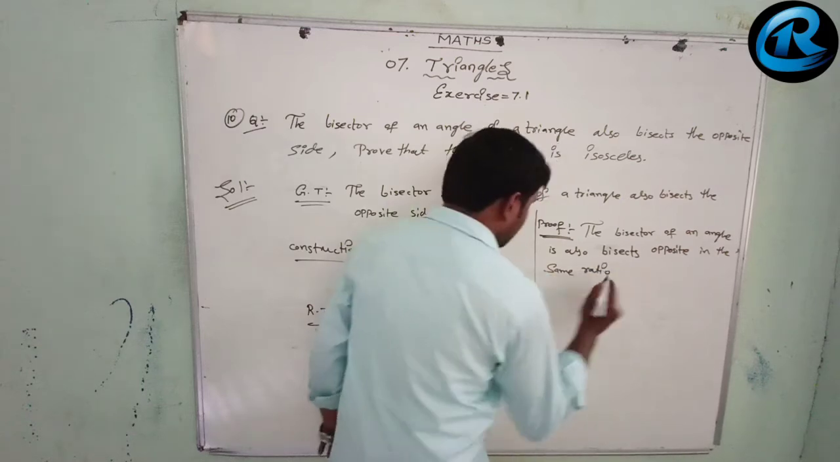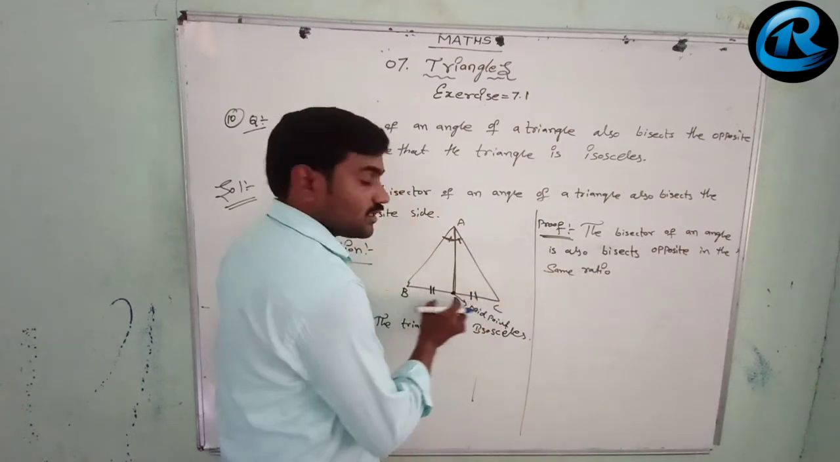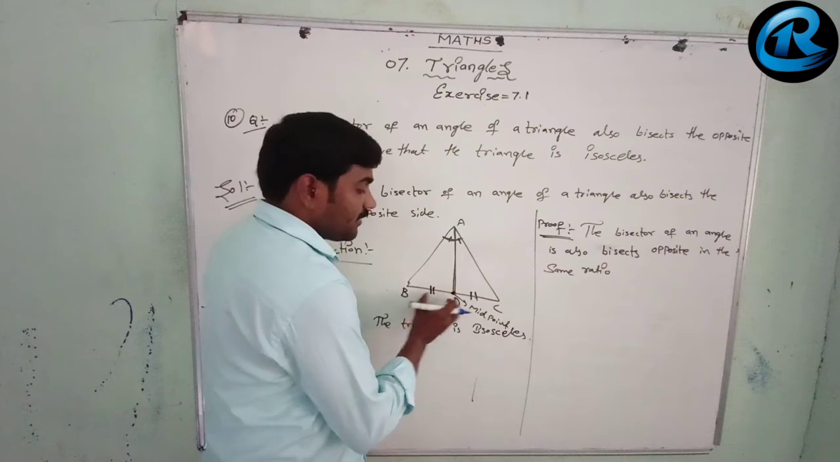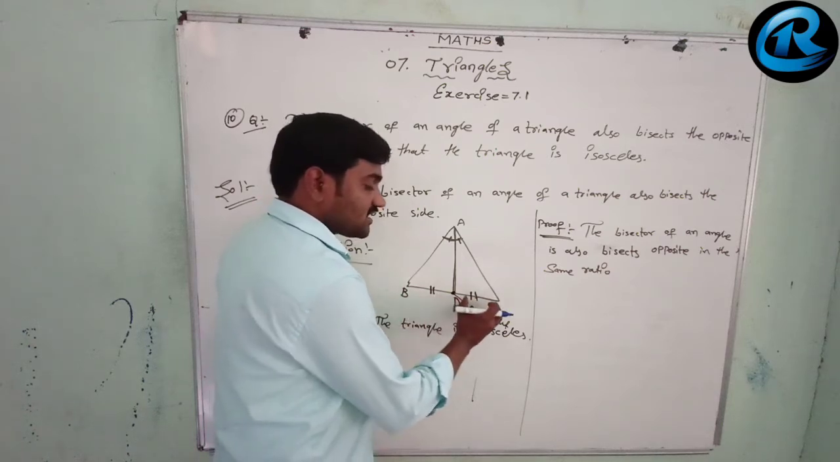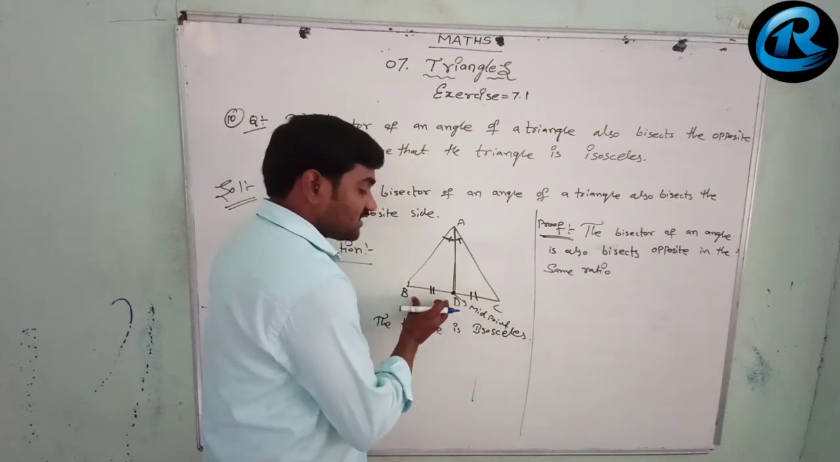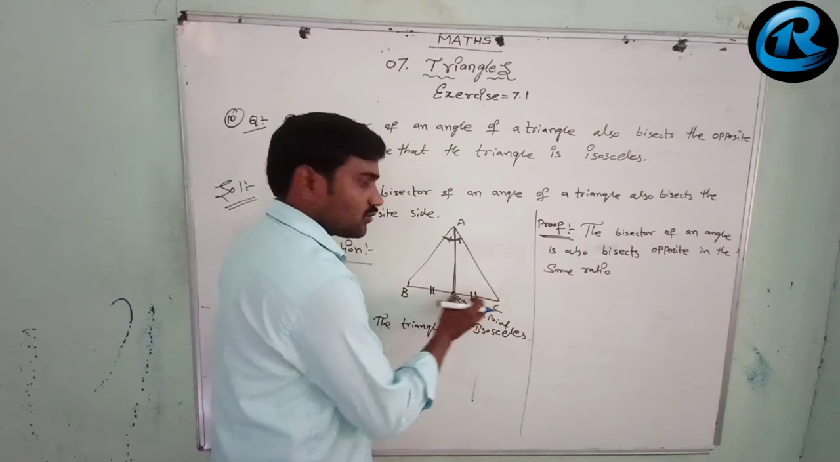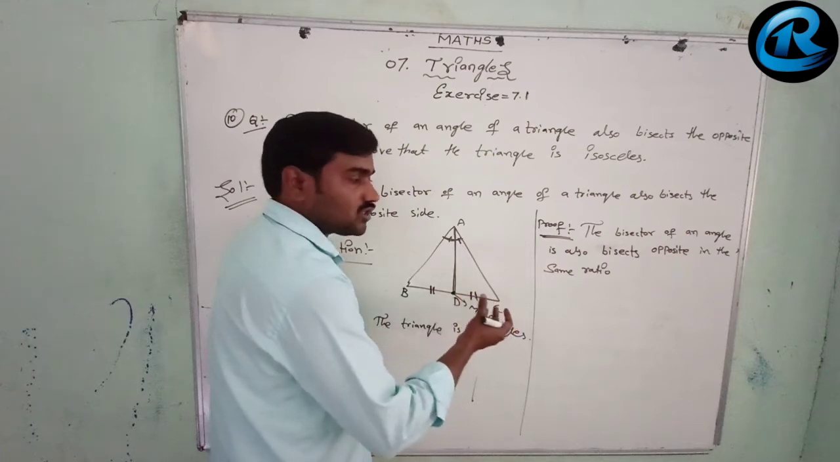Opposite side in the same ratio. Until we divide just the same ratio. If we divide the BD by DC, we get the same of DC. But BD 5 cm అయితే DC కూడా 5 cm అవుతుంది. 5 by 5 will get the same ratio.